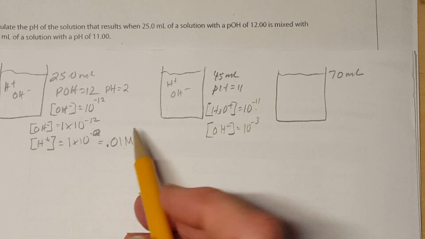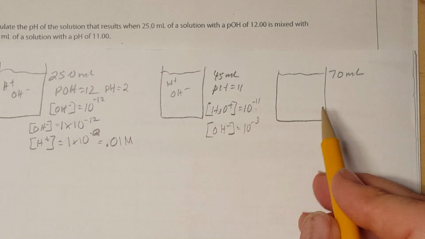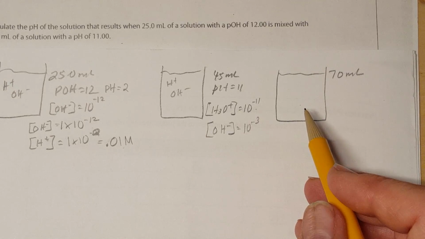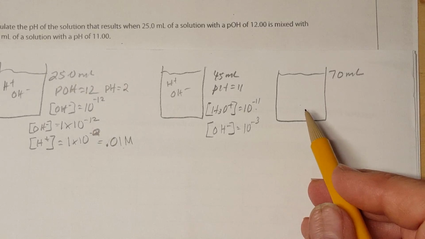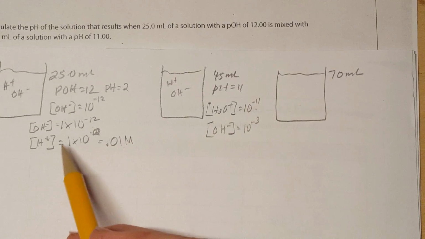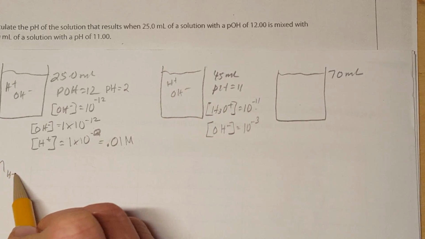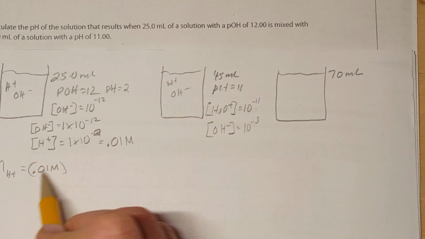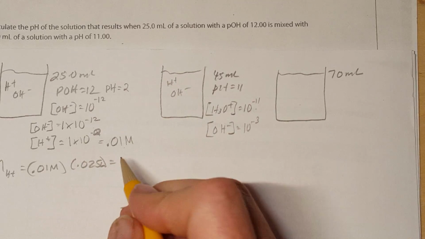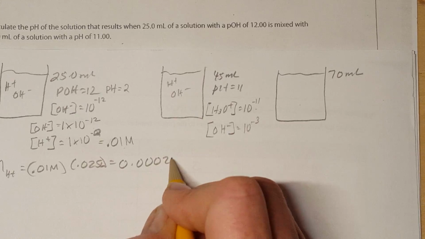Okay, when we add these in here, all of these ions get dumped in here, and we have to remember that we still have to keep the pH and the pOH adding up to 14. So I like to do this in moles, and I know you can do it as a dilution, but I'd prefer to do this as moles. So let's find the number of moles of H plus. That's 0.01 molar times 0.025 liters, and that's going to equal 0.00025 moles.